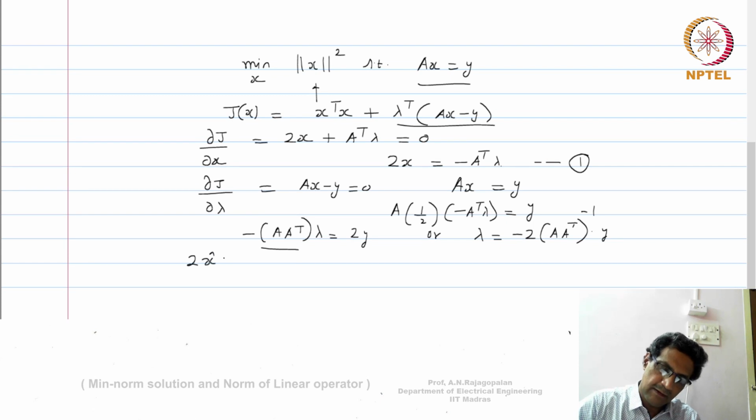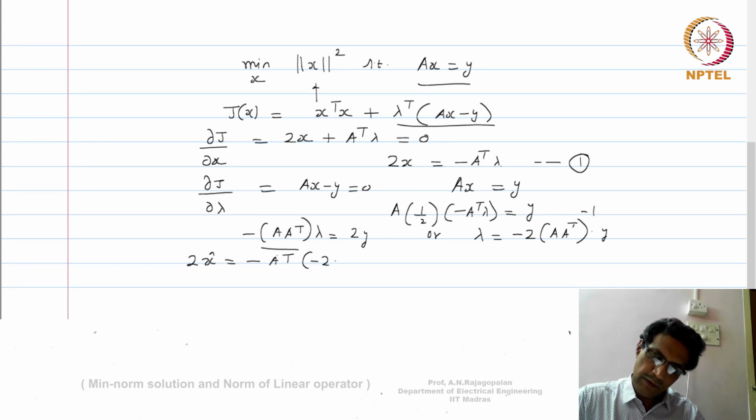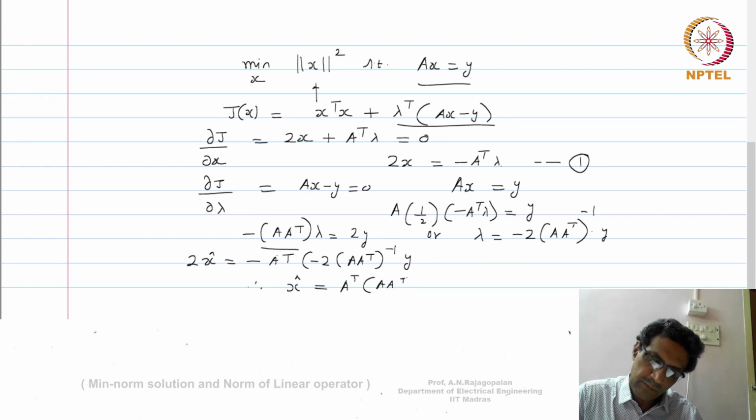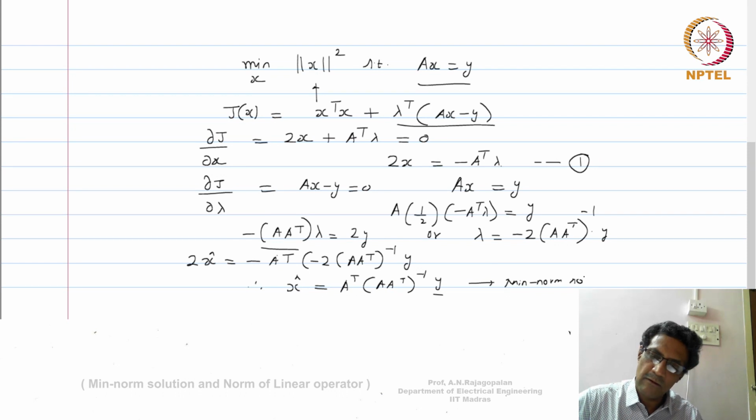Therefore, you get 2x hat is equal to minus A transpose times lambda. So lambda is minus 2 into (A A transpose) inverse Y. And this 2 and 2 will cancel off, this minus and minus will cancel off. Therefore, it turns out that x hat is equal to A transpose into (A A transpose) inverse Y. Therefore, basically this is your min-norm solution for x.